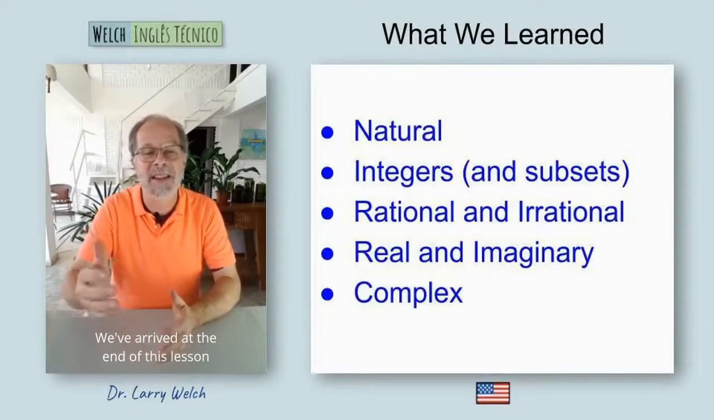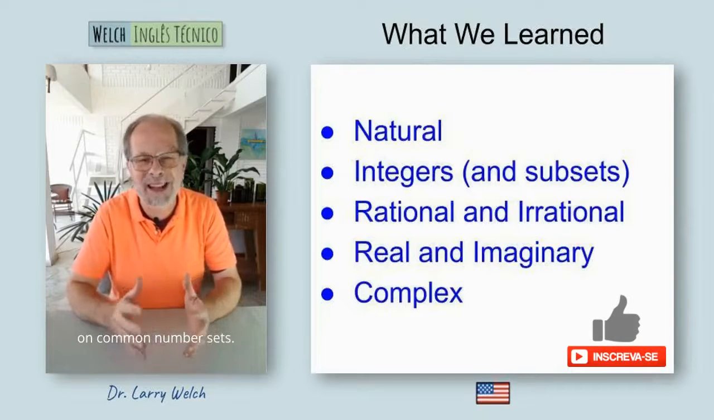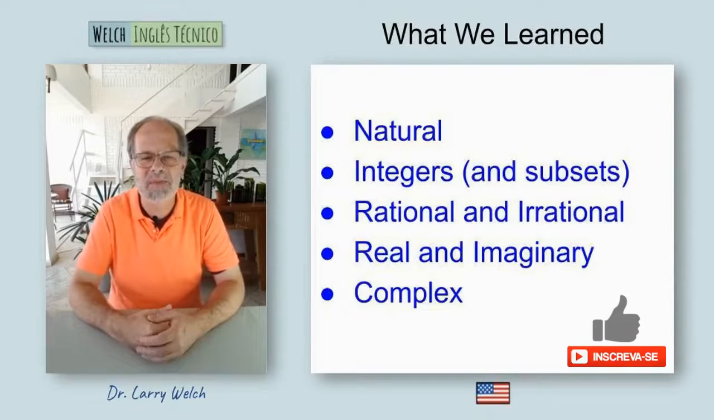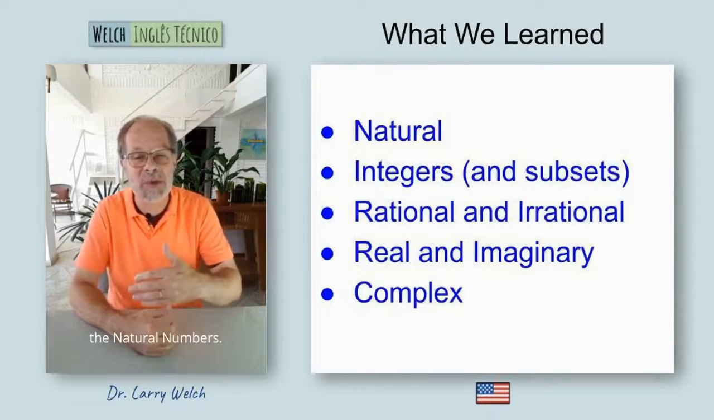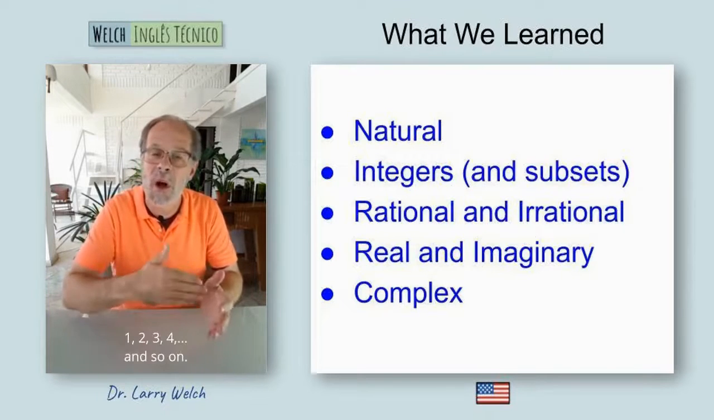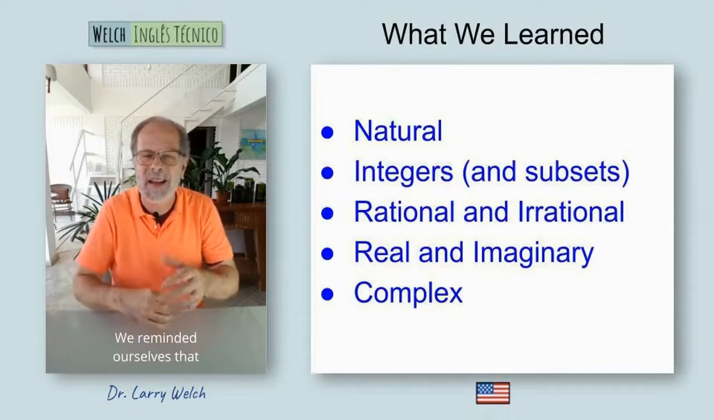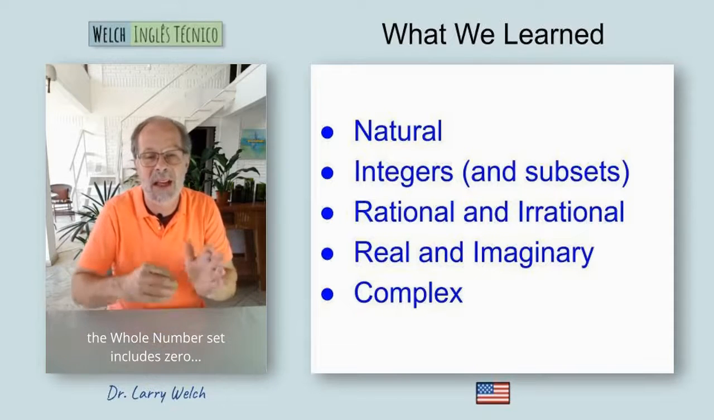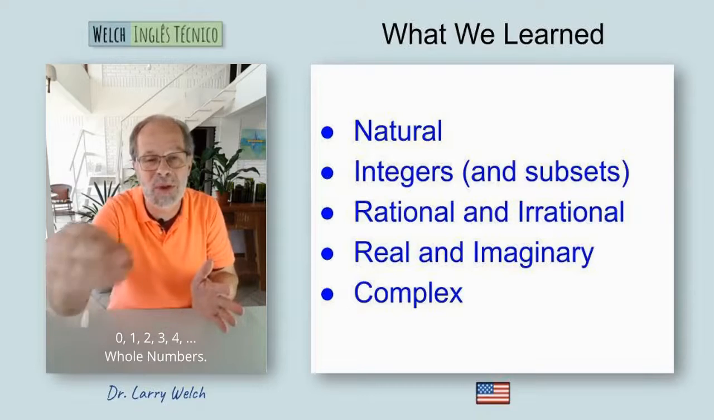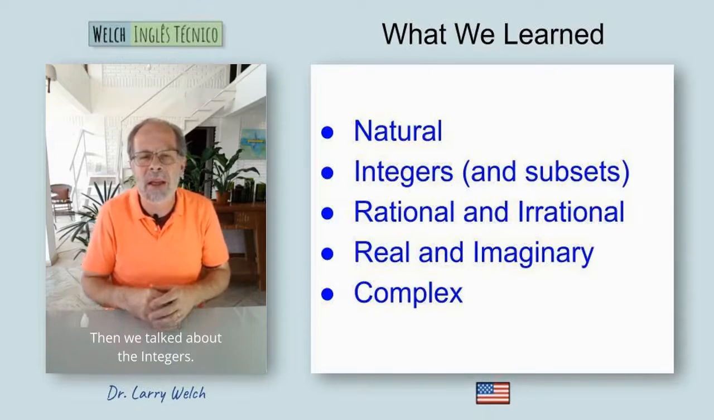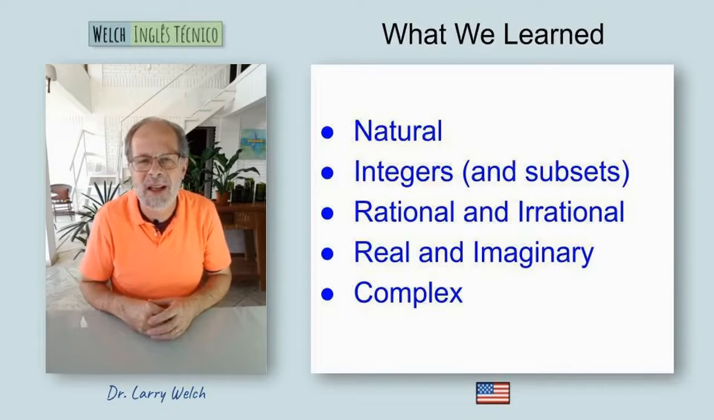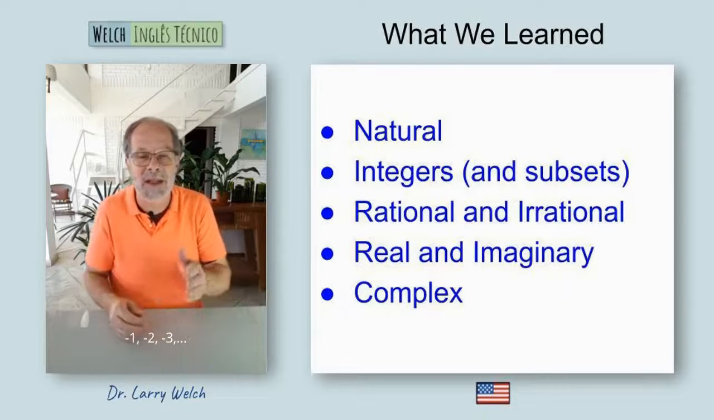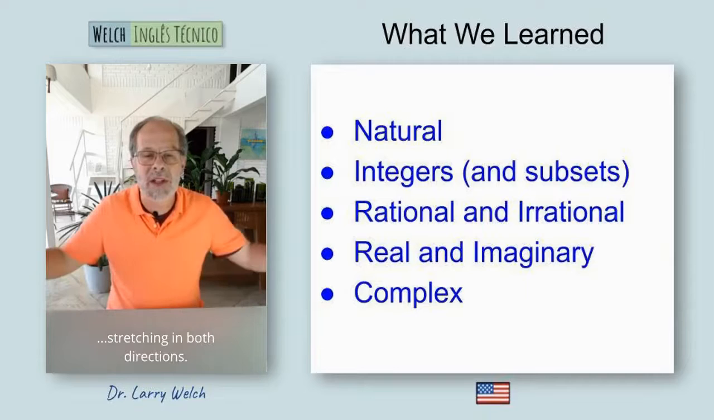We've arrived at the end of this lesson on common number sets. Let's quickly review what we learned. Well, we began speaking about the natural numbers. Those are the numbers we count with, 1, 2, 3, 4, and so on. We reminded ourselves that in the United States, the whole number set includes 0: 0, 1, 2, 3, 4, whole numbers. Then we talked about the integers. The integers have the whole numbers and their additive inverses, -1, -2, -3, stretching in both directions.